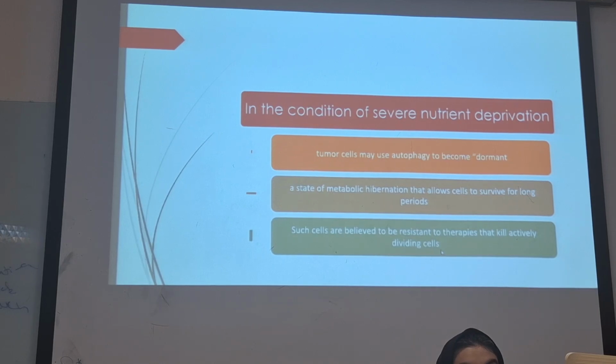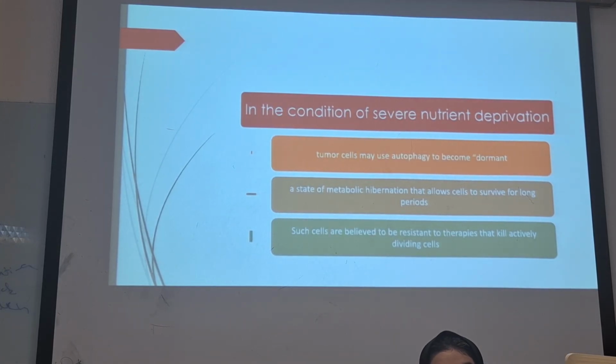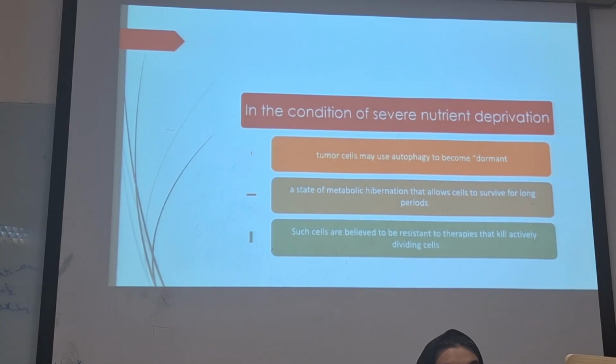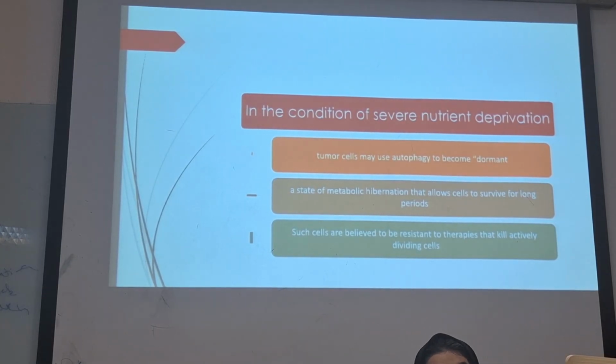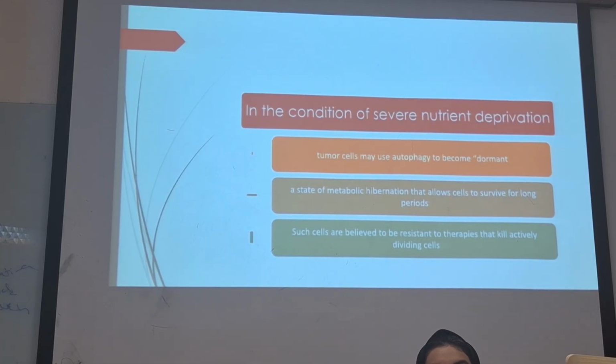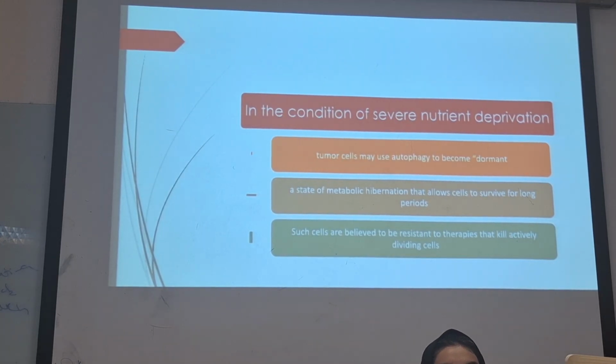You know, many chemotherapies or radiotherapies can kill the cells which are in a dividing state, the cells that are in the dividing process. So the dormant cells can be resistant to chemotherapy and radiotherapy, and after stopping the drugs and the therapy, we have relapse and recurrence of the tumor.